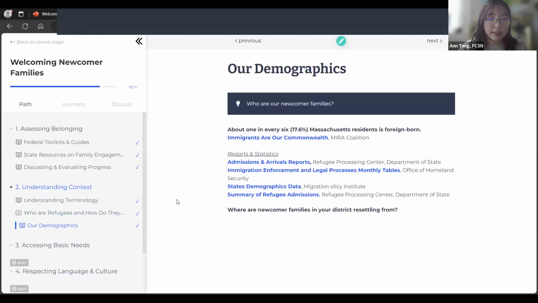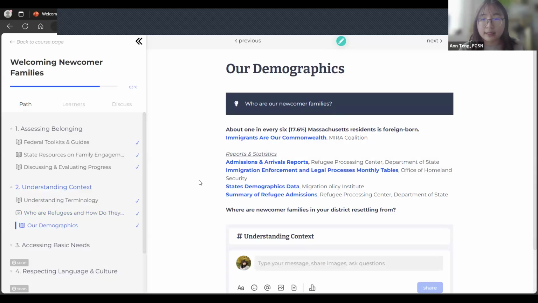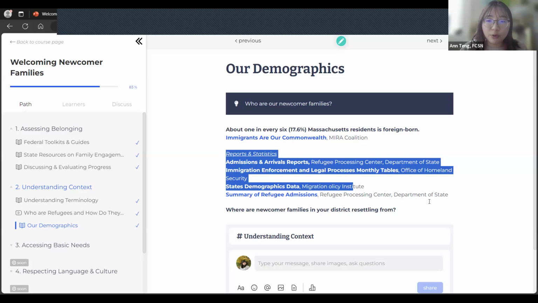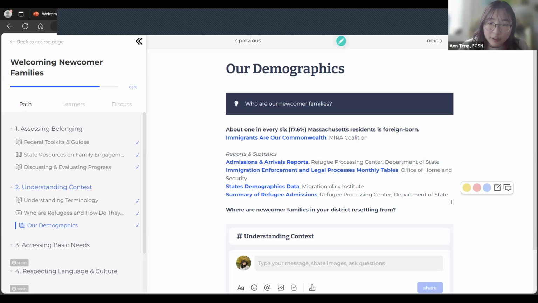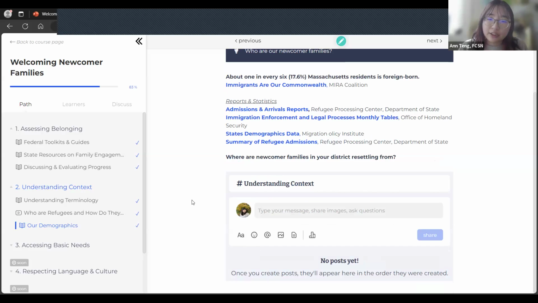Lastly, in terms of understanding context, we have a space on demographics. We went through a lot of statistics last time that were very helpful for folks in zeroing in on what areas newcomers are coming from. So these are places that have live reports on statistics. If you are curious and want to crunch some numbers yourself, there is a space over here for folks to discuss where newcomer families in your district are resettling from and coming from.